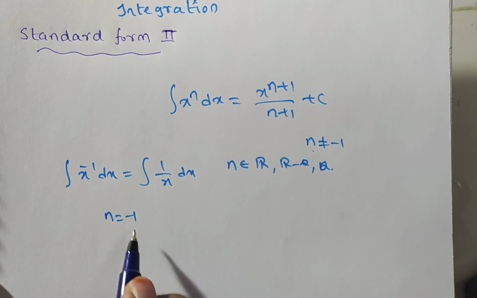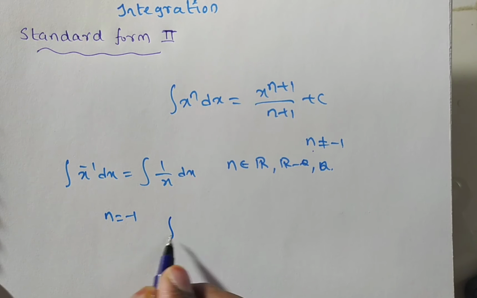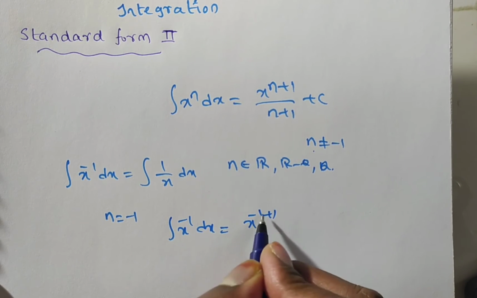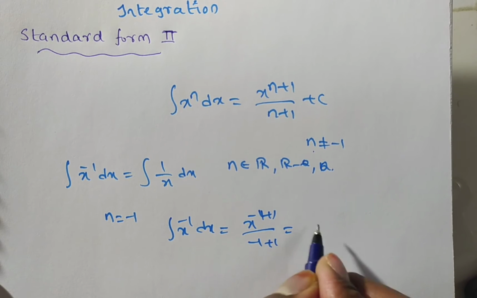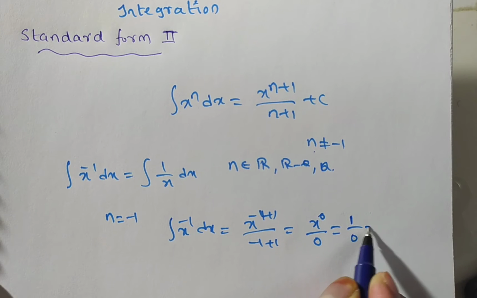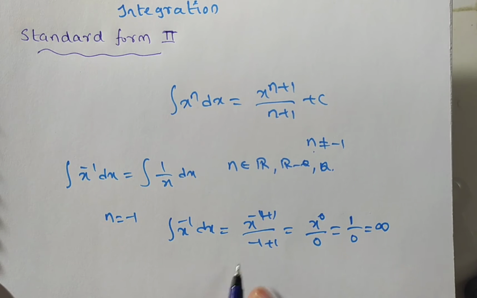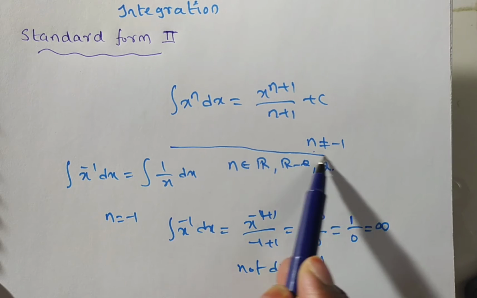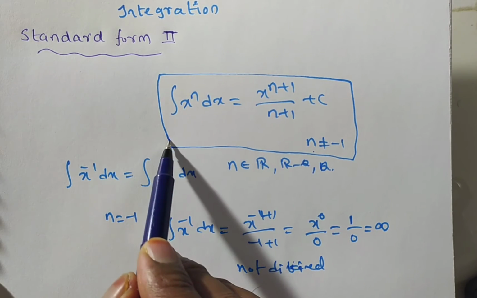If you apply standard form 1, then we will have the integral of x inverse dx equal to x to the power of minus 1 plus 1 by minus 1 plus 1. So x to the power of 0 by 0. X power 0 is nothing but 1, and 1 by 0 is infinite in this case, so it is not defined. So whenever n is minus 1, we cannot apply standard form 1.